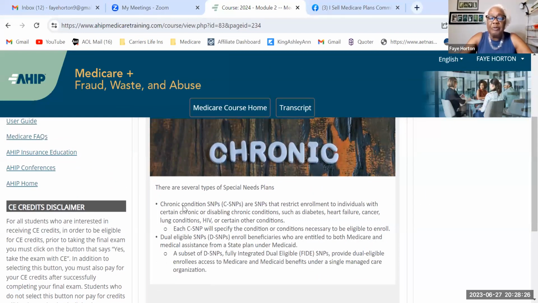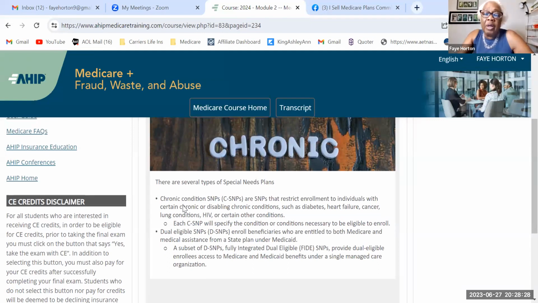The first type of special needs or SNP plan that we're going to talk about is chronic. So that is a C-SNP. C-SNPs are SNPs that restrict enrollment to individuals with certain chronic or disabling chronic conditions, such as diabetes, heart failure, cancer, lung conditions, HIV, or certain other conditions.